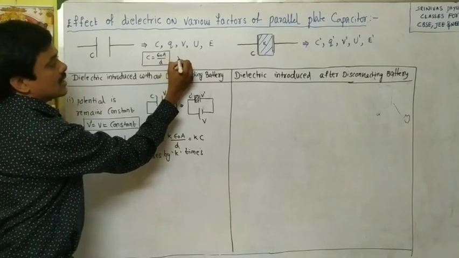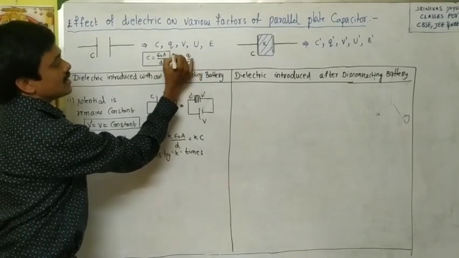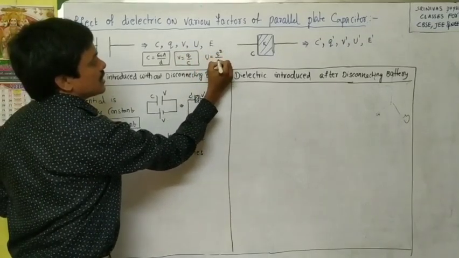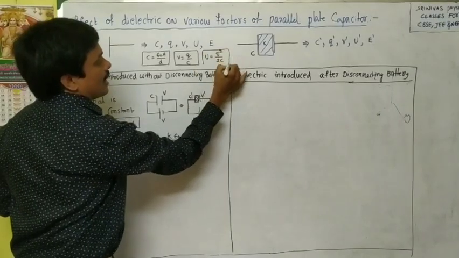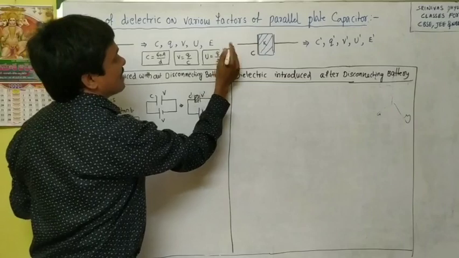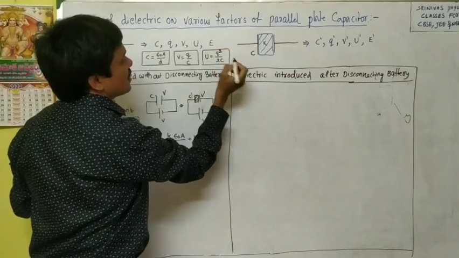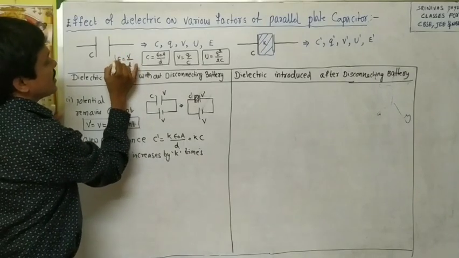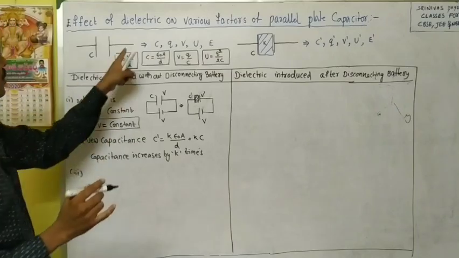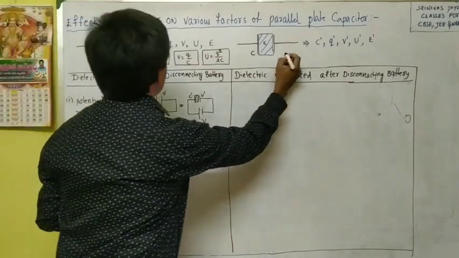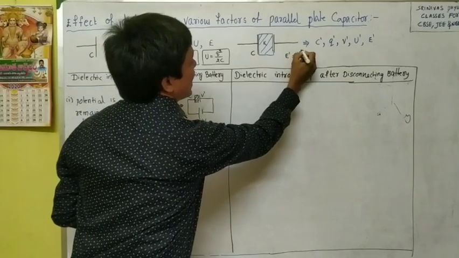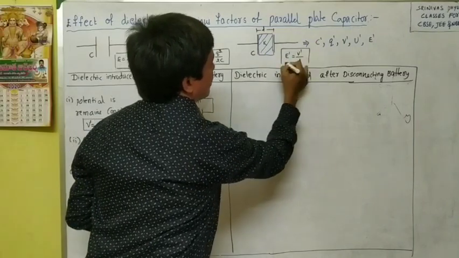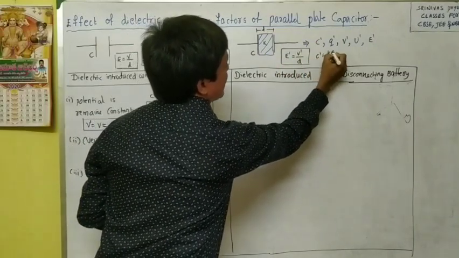Here the potential formula we write as V is equal to Q by C. The energy stored we write as U is equal to Q square by 2C. And the electric field between the two plates of the capacitor we write as E is equal to V by D, where D is the separation between the two plates. This is before introducing the dielectric slab. After introducing the dielectric slab, E dash is equal to V dash by D. The separation does not change, right? And the new capacitance is K epsilon naught A by D.